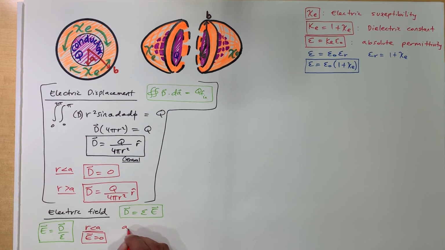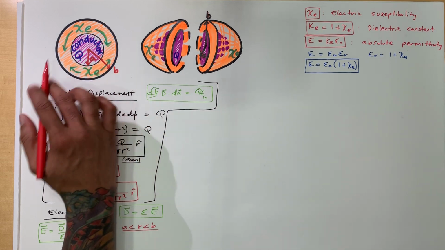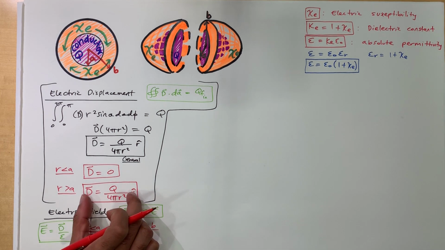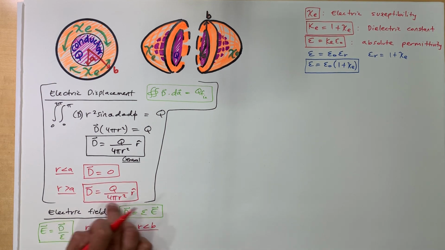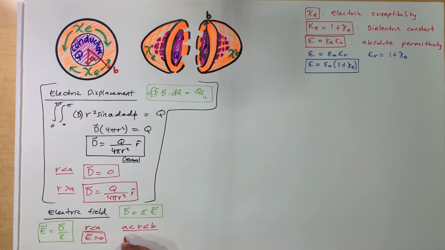Now let's look at r between a and b. So now we're here in the orange part where we have this electric susceptibility, and we're going to write the D that exists in that area, which is the only displacement we have outside of a. The electric field is going to equal Q over 4 pi r squared and epsilon, and this is in the radial direction.